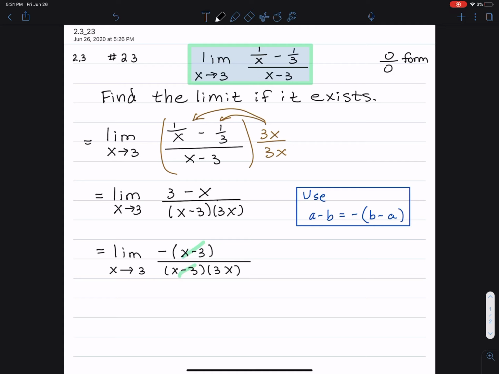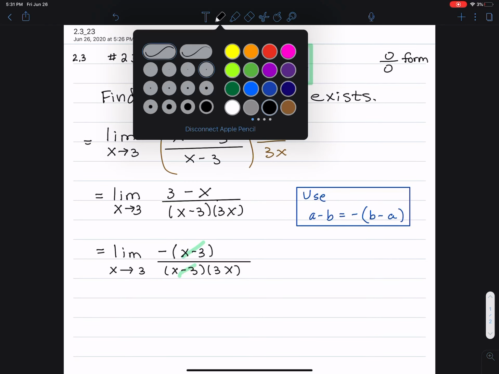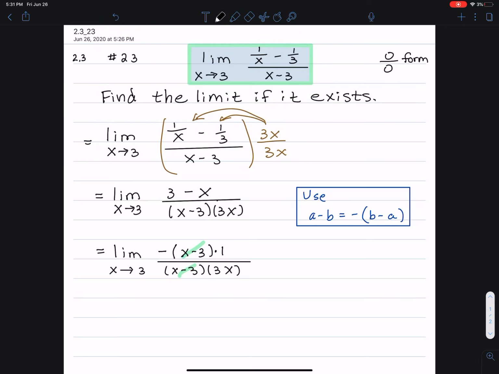We can have 0 in the numerator. 0 divided by 5 is 0; 0 divided by any non-zero number is 0. But you cannot divide by 0. You cannot have 0 in the denominator. But that has been canceled out, and what's been left behind is -1.